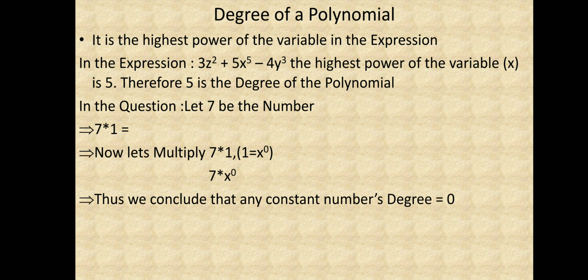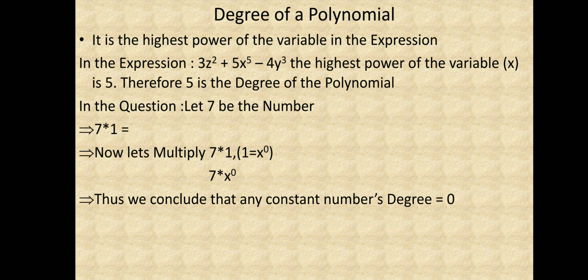So if a question asks what the degree of the polynomial of any constant number is, let it be any number from 1 onwards, any number which doesn't have a variable and only has a constant, its degree is always going to be 0. And the degree of a polynomial is the highest power of the variable in an expression. I hope it was understandable.